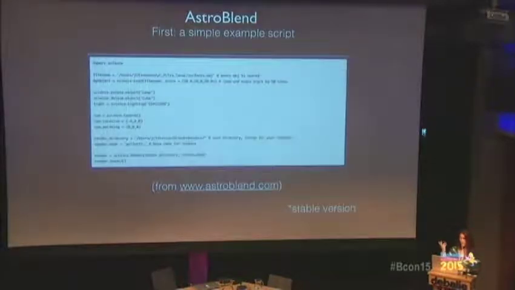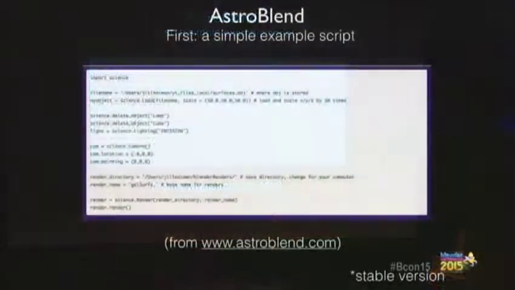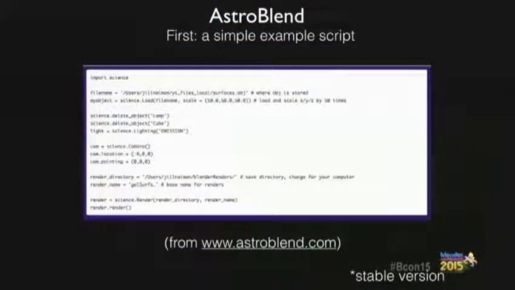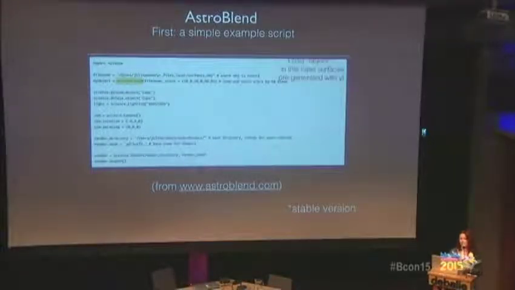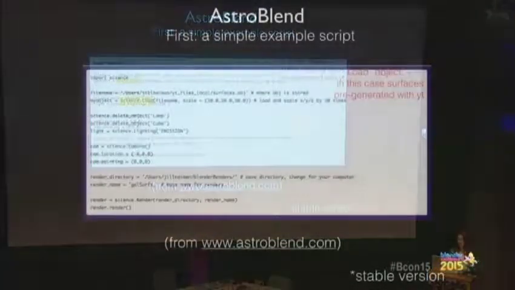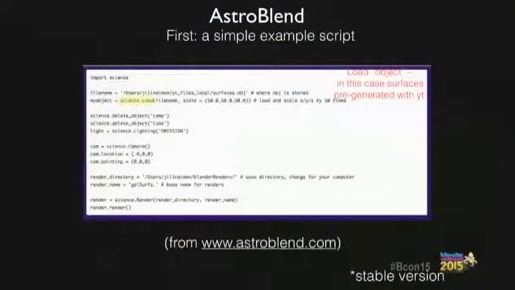So here's an example script. Since I do computational astrophysics, I'm not as friendly with buttons, so I'll just show what I started with, which is an example script. You can also find this on the website. Here is the AstroBlend library. I call it science because I can, and I think it's funny. So you import science, and then the next step is you load an object. In this case, these are some pre-generated surfaces. These are iso-density surfaces, meaning they all have the same density.